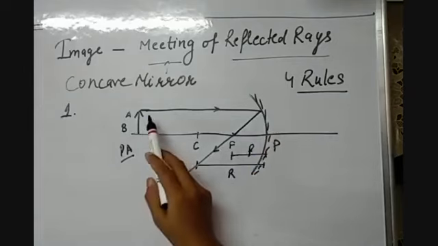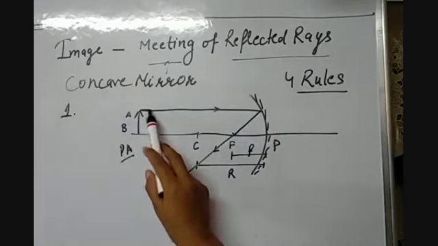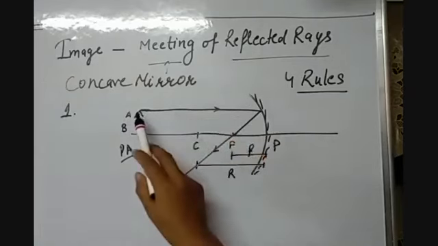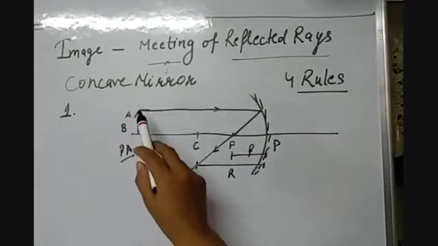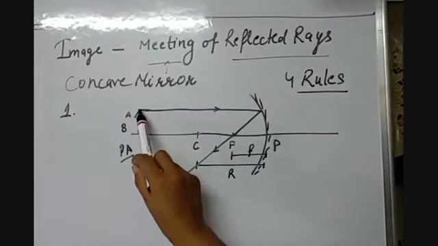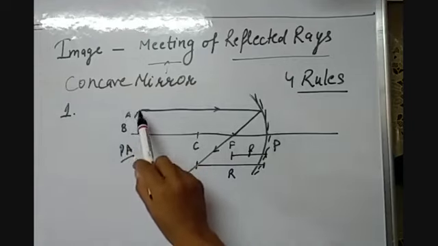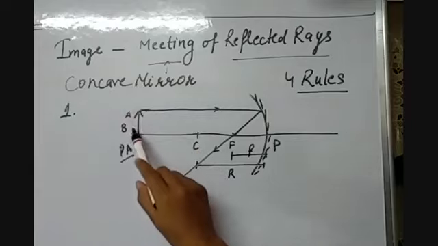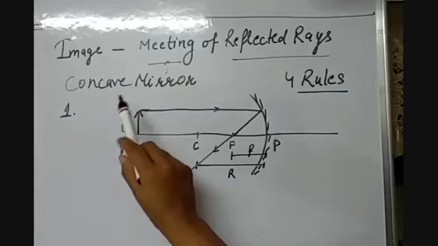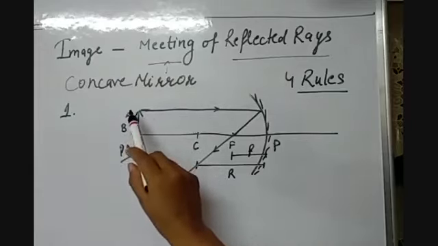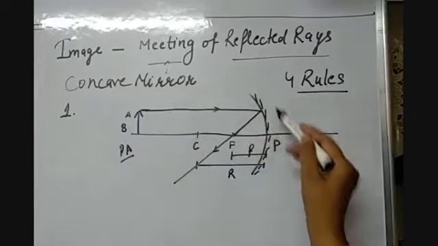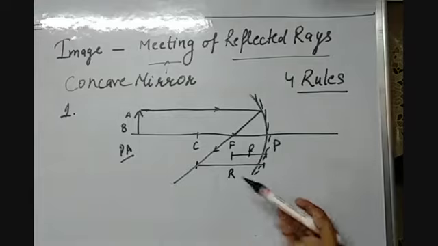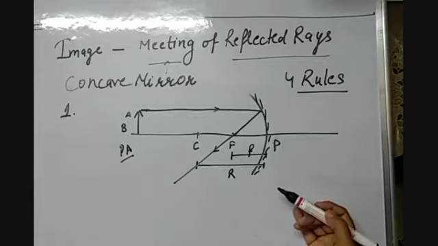You must be thinking, why is only this incident ray coming in this direction? Don't we have light rays coming in other directions? Yes, we do have light rays coming out from this point in all directions, but the rays going in different directions do not matter for us for forming an image of this object, because our mirror is placed here. Now, this is the first rule.